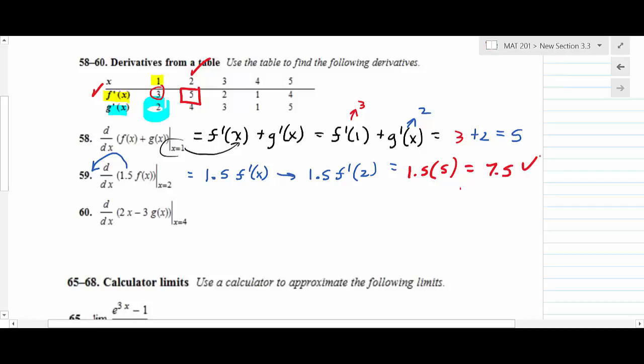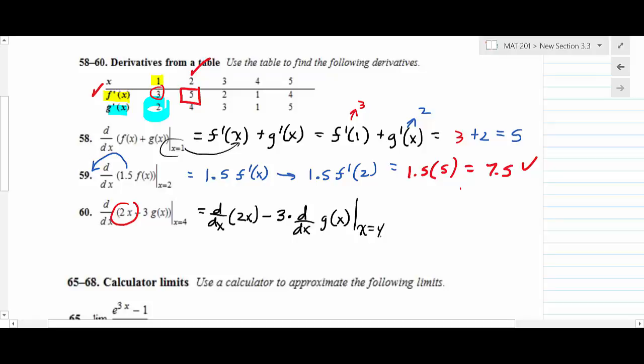Okay, that's the idea. And the next one, the idea with this one is you're doing a derivative of a difference, and you can write this all in one step. You're doing the constant times just x. Now you have to do the derivative of that, and let me write the step a little bit better on this. So I'm going to write this just as the derivative of 2x, which we'll do, minus 3 times the derivative of g of x, and then we're going to evaluate that at x equals 4.